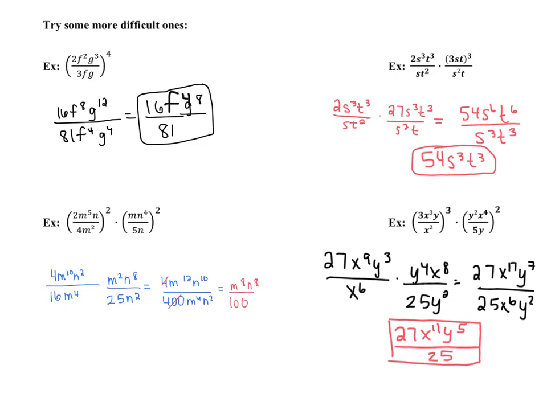Multiply straight across, you get 27, x to the 17th, y to the 7th, 25, x to the 6th, y squared. 27 over 25 can't be reduced. X to the 17th over x to the 6th would leave 11 remaining x's on top. Y to the 7th over y squared would leave 5 y's left over on top.